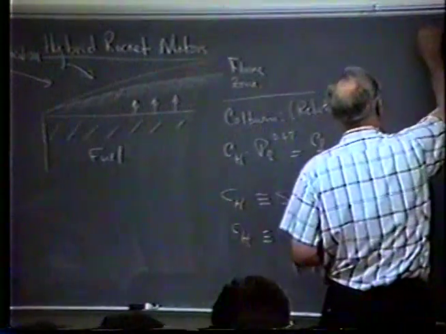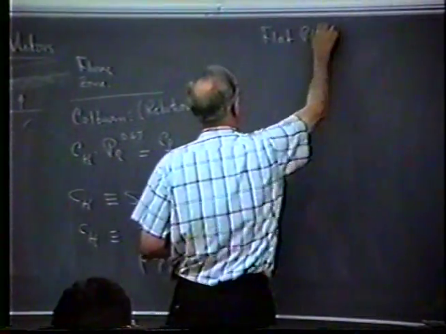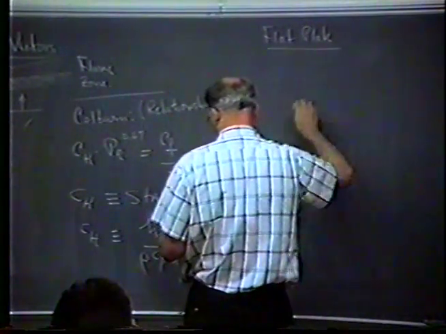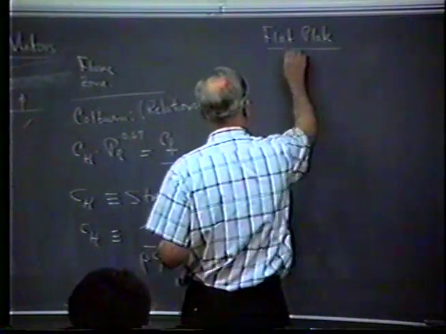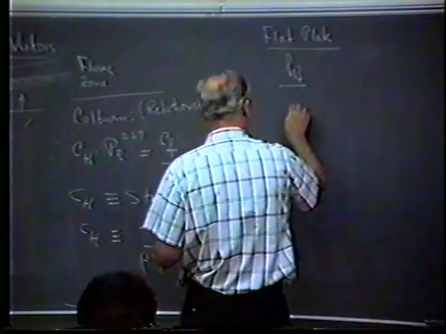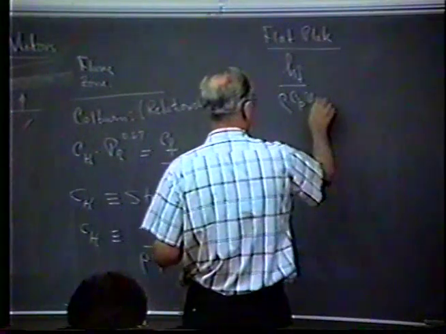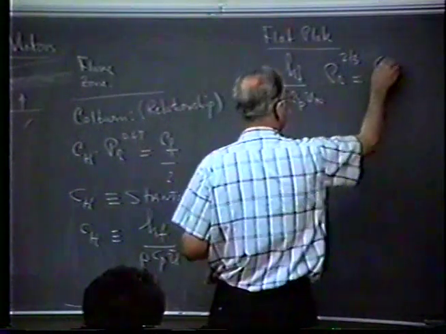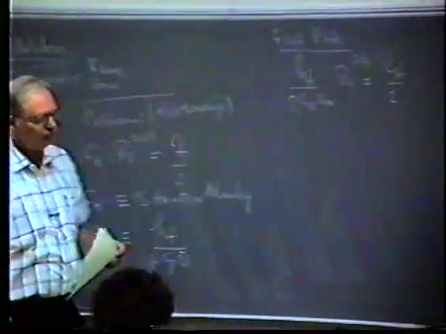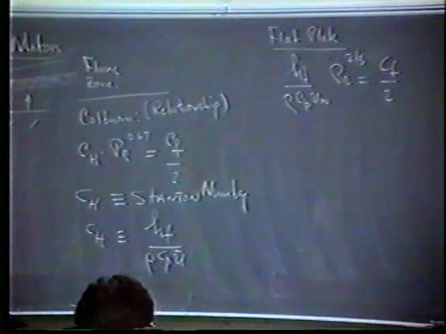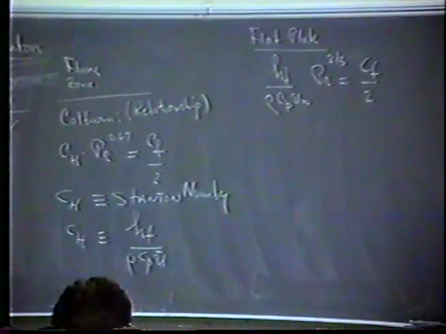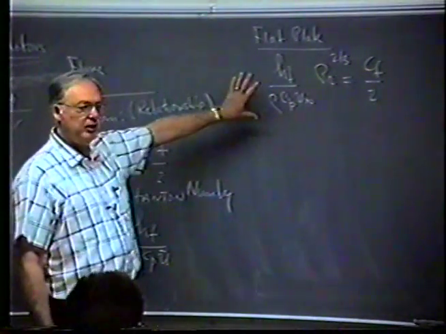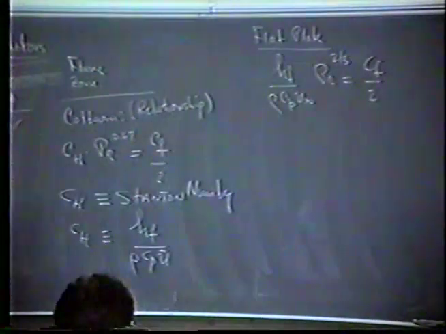And then for a flat plate, the relationship is similar, it's the same thing: h sub f over rho C sub p U sub infinity times the Prandtl number to the 2/3 is C sub f over 2. Okay, so now what is the physical meaning of this particular term, the Stanton number?